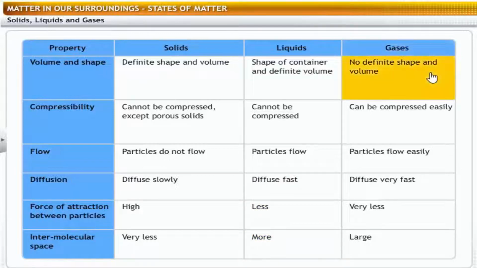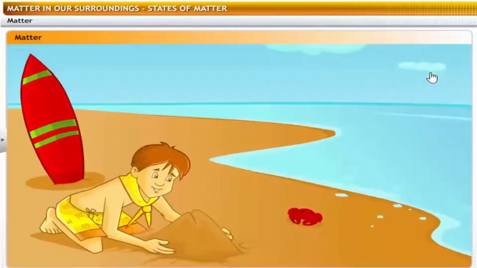Gases. Gases have no definite shape and volume, can be compressed easily. Particles flow easily, diffuse very fast, very less force of attraction between particles, large intermolecular space. Why does matter exist in the form of solids, liquids, and gases?